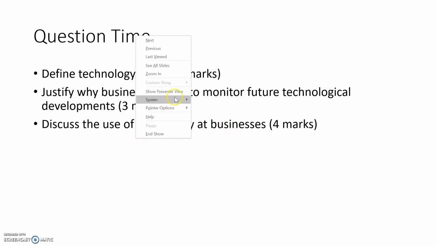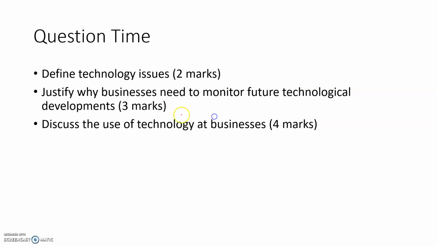Let me get my trusty pointer. Yep, cool. Might go with the pen this time. The first question was really basic, a nice, easy to find technology issues question. You make 2 key points from there, you get your 2 marks. So that's a pretty easy one. The one after that, justify. So remember, when you justify, you've got to make sure you're giving reasons for your answer. So, justify why businesses need to monitor future technological developments.